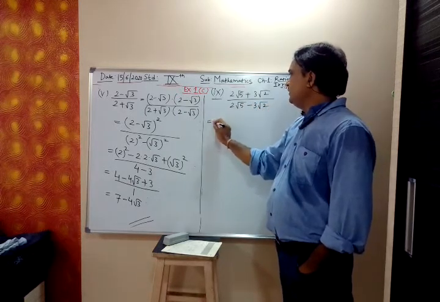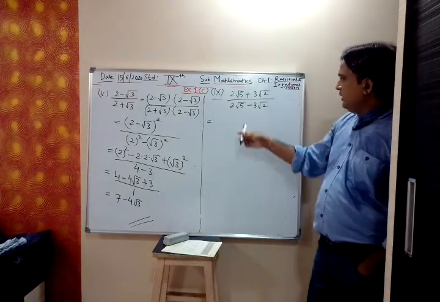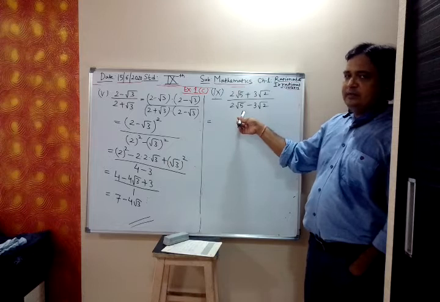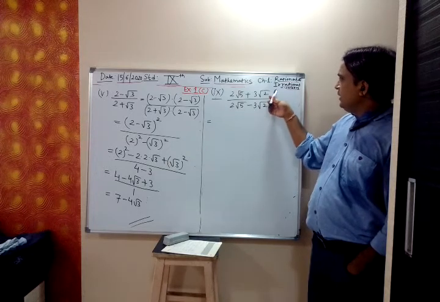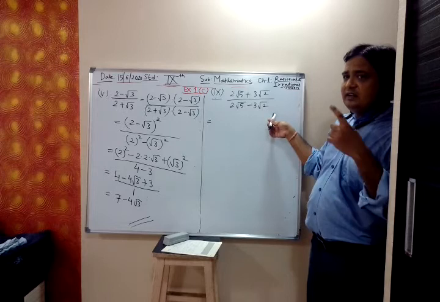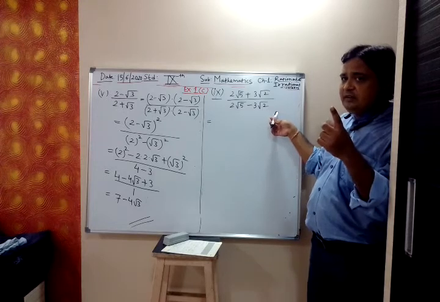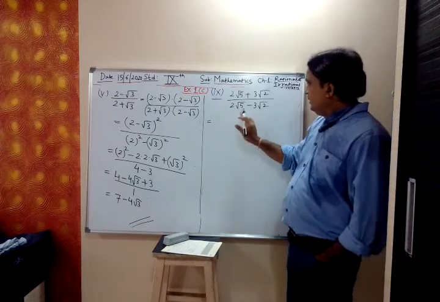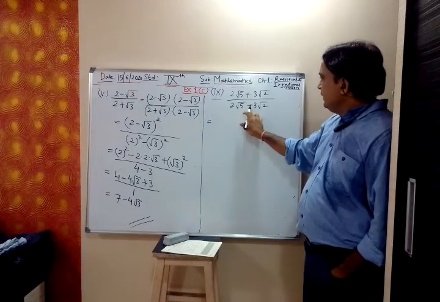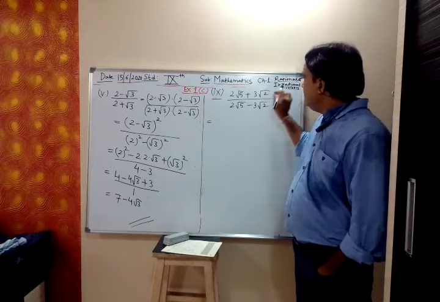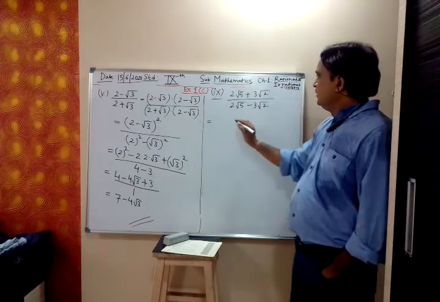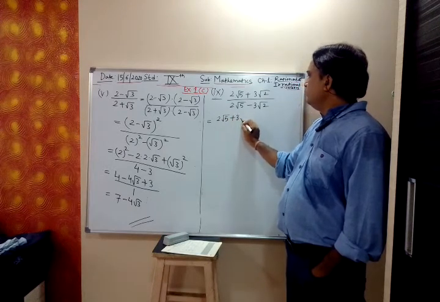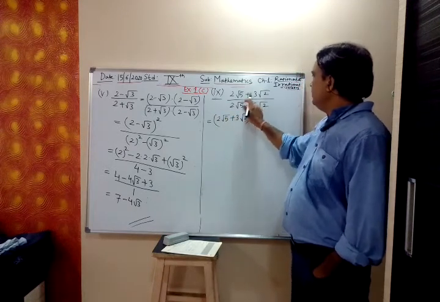Rationalize the denominator. The denominator is this part. So rationalizing the denominator means we have to multiply numerator and denominator by the same number but opposite in sign. Yes, 2 root 5 plus 3 root 2, that we multiply numerator and denominator both. So in the numerator I can write 2 root 5 plus 3 root 2, which is already there in the numerator.